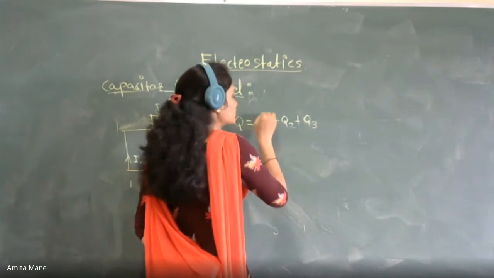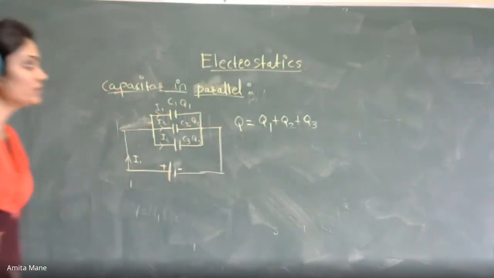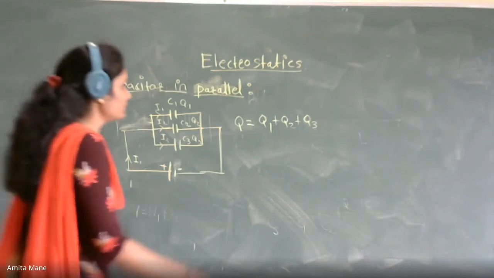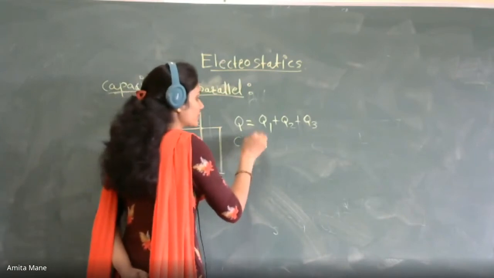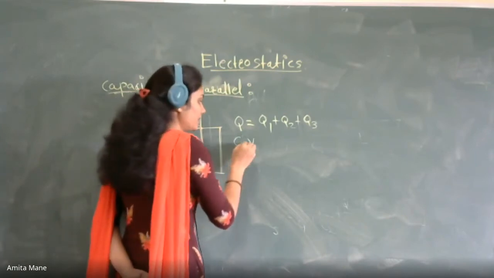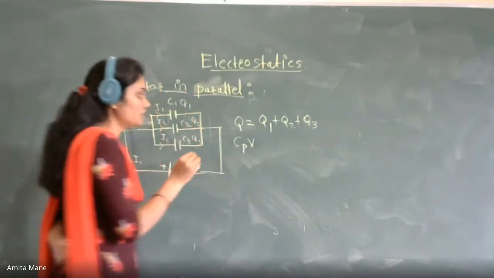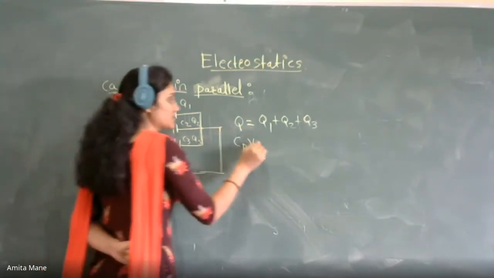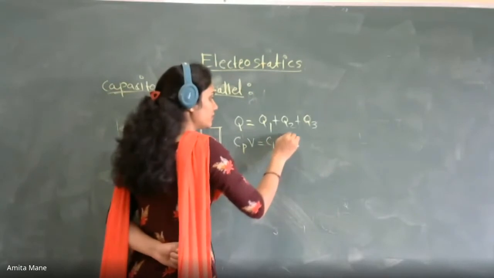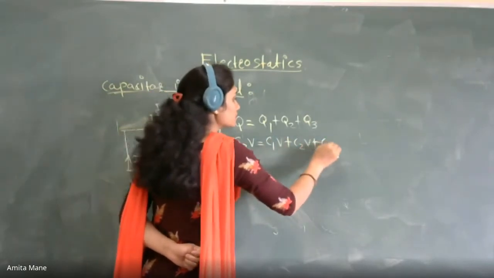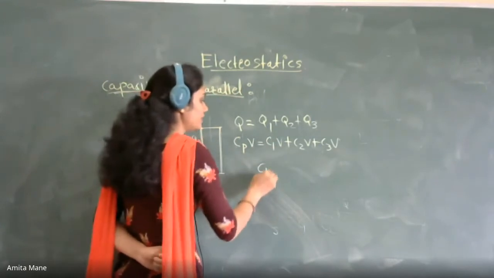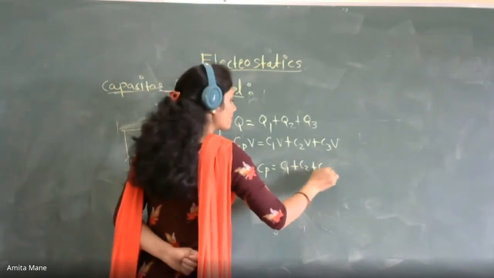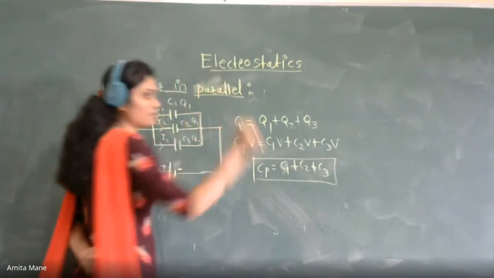Now we can write the total charge stored on the capacitors as Q is equal to Q1 plus Q2 plus Q3. Q is nothing but C into V, right? So Q is C1 into V plus C2 into V plus C3 into V. V will get cancelled and the parallel capacitance will be the addition of all capacitors. Correct?